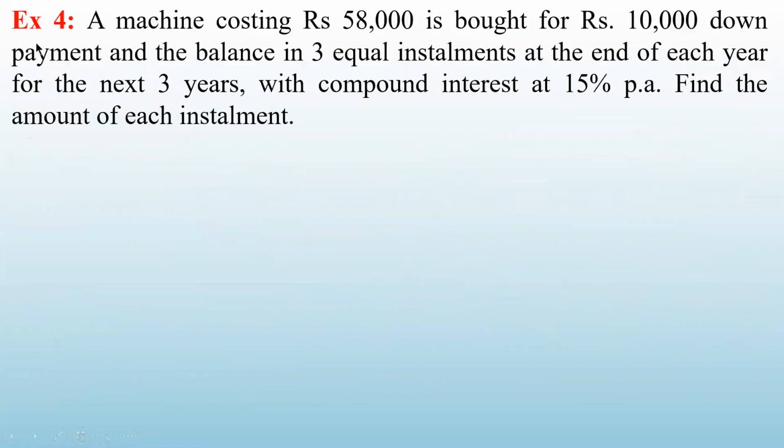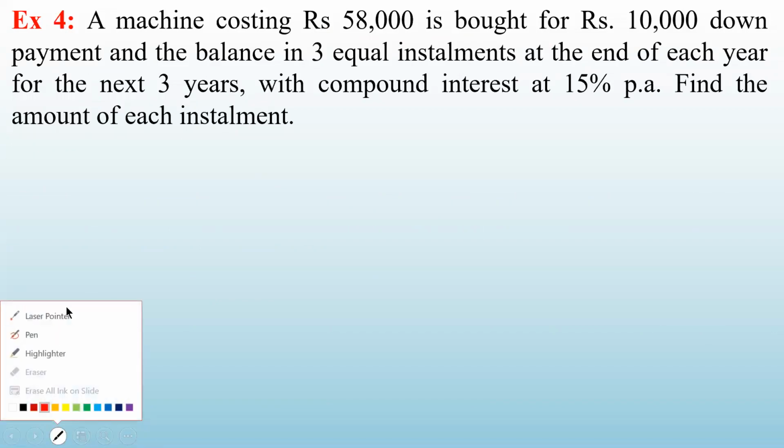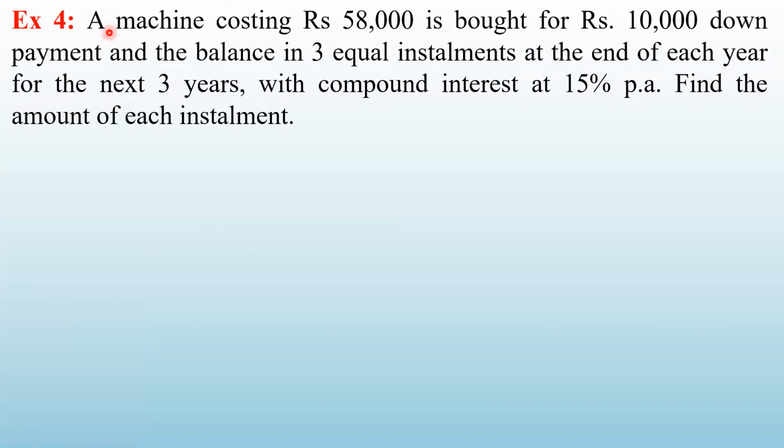Okay, let us see the 4th question. Read the question. A machine costing rupees 58,000 is bought for rupees 10,000 down payment and the balance in 3 equal installments at the end of each year for the next 3 years with compound interest at 15% per annum. Find the amount of each installment.